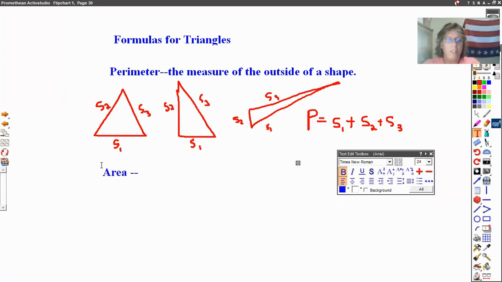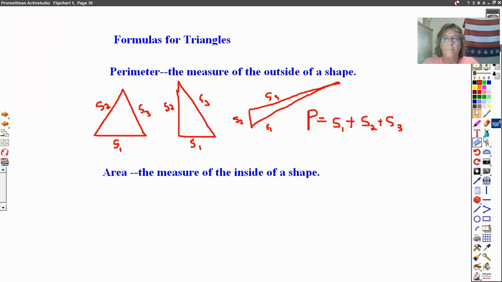Now, area is the measure of the inside of a shape. Okay, so it's the exact same definition for the area of a triangle as it is for the area of a rectangle. So in order to get this kind of idea, what I want you to do is I want to start with a rectangle. Okay, so we have a rectangle right here, and we know that the area of the rectangle is equal to base times height, right? So the formula is just A is equal to base times height.